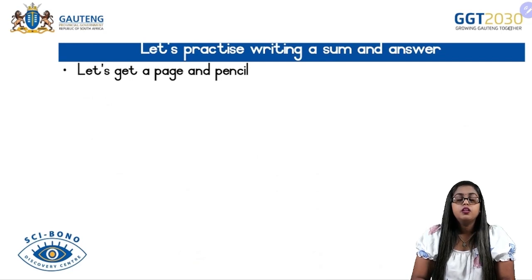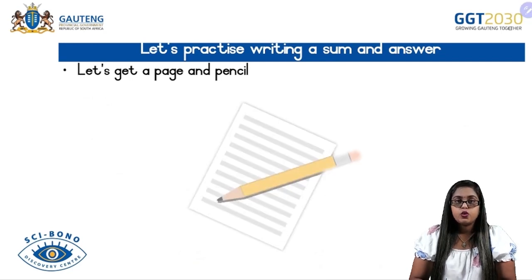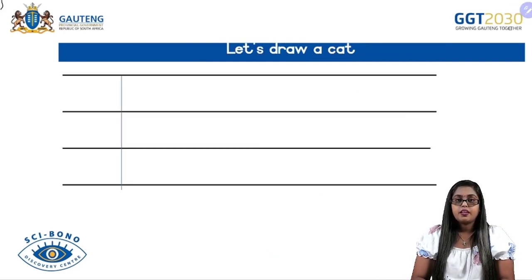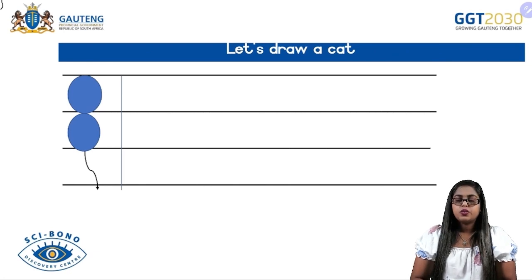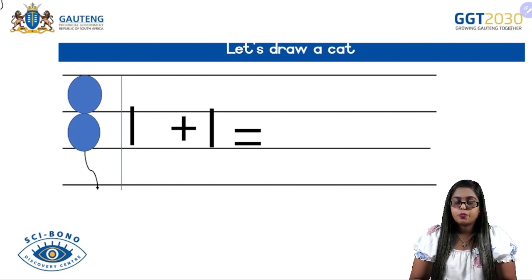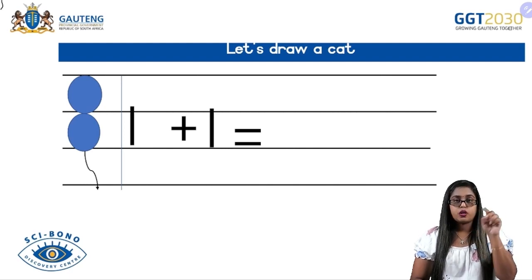Before we start, remember to always have your pencil and your page or your book in front of you. Let's get ready and start with drawing a cat in the margin. Start with your head, then the body, and the tail. So we are going to start with a simple sum that I would like you to copy on the body line. 1 plus 1 equals. So remember, since we are doing addition or plus, we have to write the plus sign. And the plus sign is written as a cross.